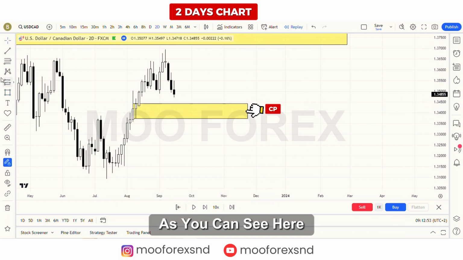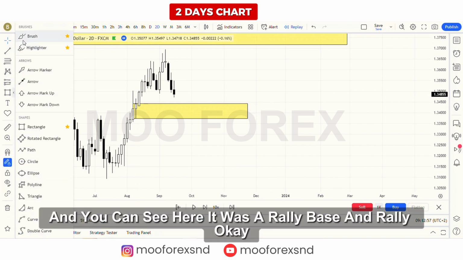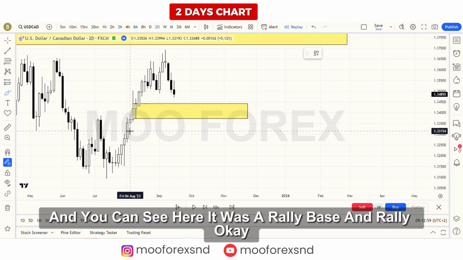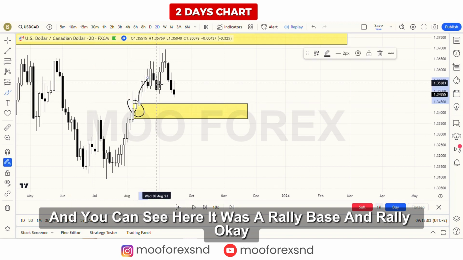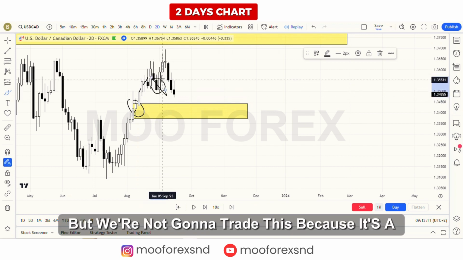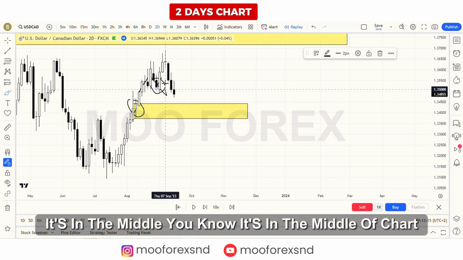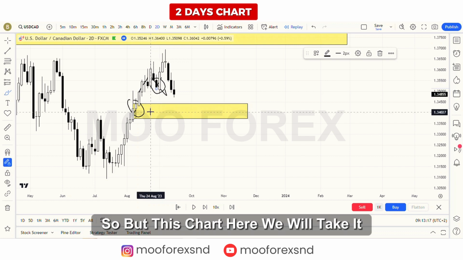As you can see here, it was a rally, base, and rally. So we have this. We had another imbalance right here, but we are not going to trade this because it's a bad location. It's in the middle of the chart. But this one here, we will take it.